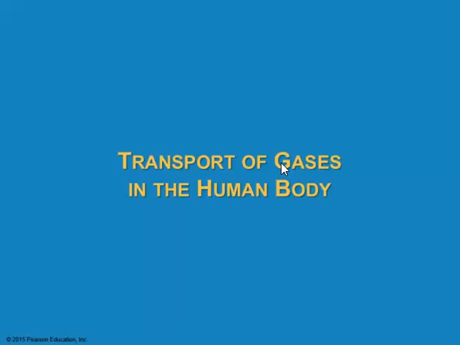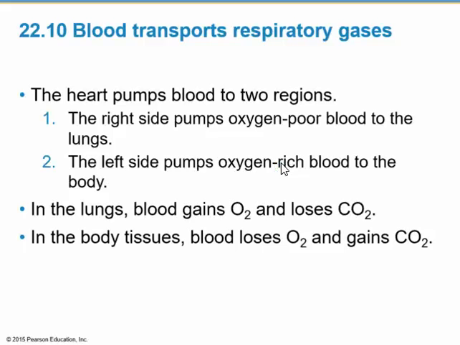All right. Transport of gases. Well, the heart pumps blood to two regions. The right side of the heart pumps the oxygen-poor blood to the lungs, and then back to the heart. And then the left side of the heart pumps the oxygen-rich blood to the rest of the body and back. So in the lungs, basically, the blood gains its oxygen and gets rid of its CO2. But in the other circuit, body tissues, the blood will lose its oxygen and gain the CO2.